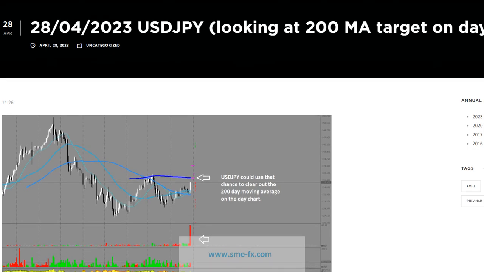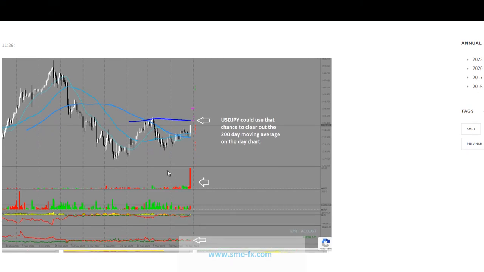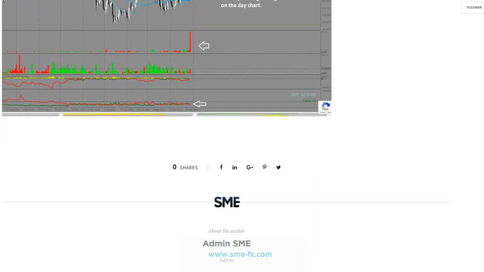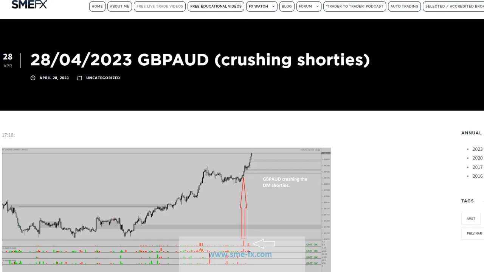Okay, dollar yen, looking at the 200 moving average target on the day chart, the blue line. Remember the meter level, which is explained in the video course. The same thing as with the other yen pairs, with shorties coming in, so the breakout to the upside, and they could even clear that. Okay, aggressive move, dollar yen. I didn't catch that, only at a later stage, but that's fine.